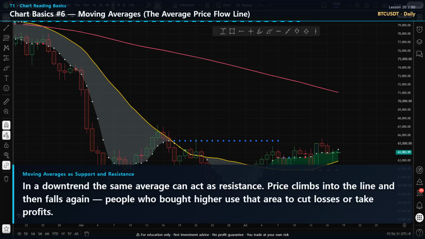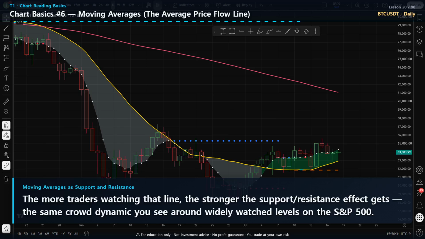In a downtrend, the same average can act as resistance. Price climbs into the line and then falls again. People who bought higher use that area to cut losses or take profits. The more traders watching that line, the stronger the support/resistance effect gets, the same crowd dynamic you see around widely watched levels on the S&P 500.